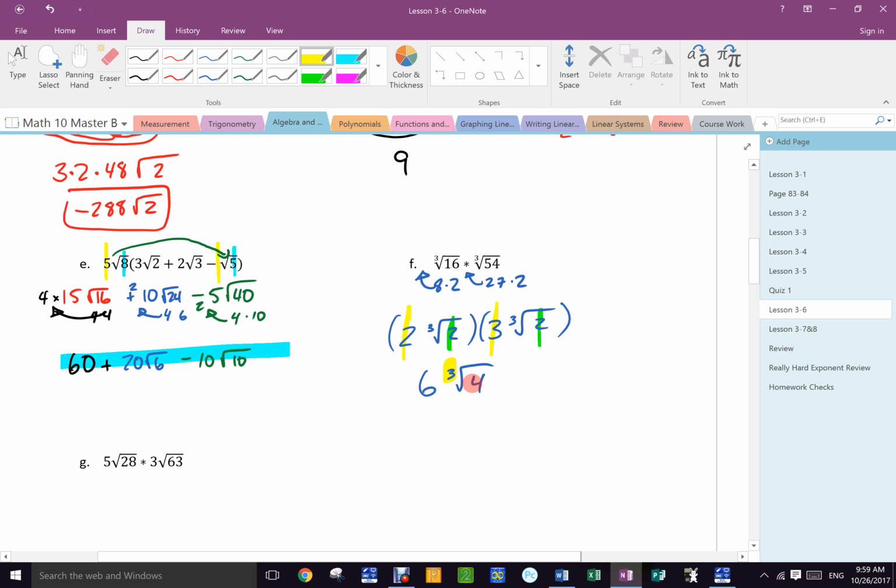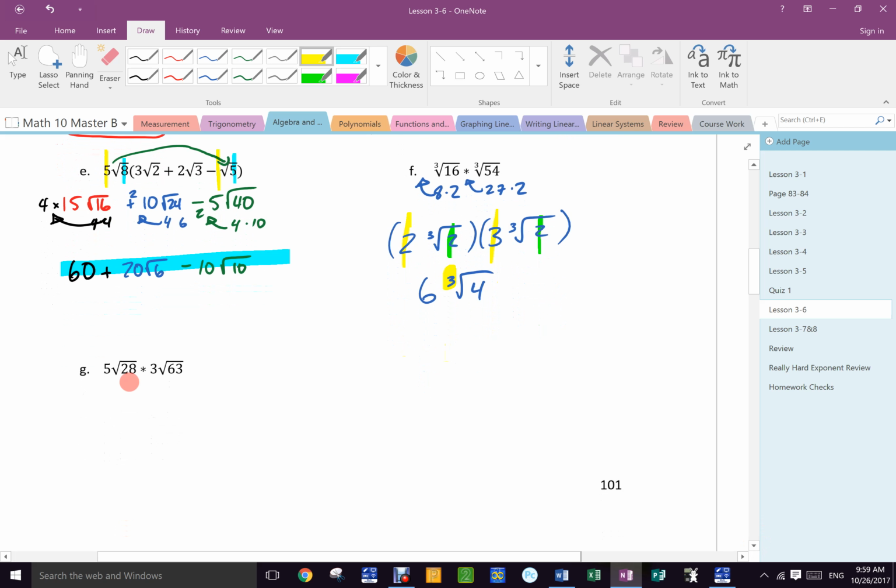All right, now, look at G. If you've only been following steps, you automatically are going to go 28 times 63, which is 1,764. Do you want to break that down? I don't, so what should we do? Simplify. What is 28 really? 4 and 7. What is 63 really? 9 and 7.